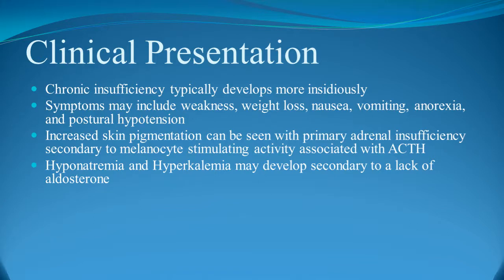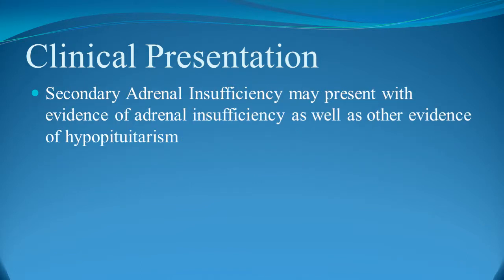Symptoms may include weight loss, nausea, vomiting, anorexia, and postural hypotension. Increased skin pigmentation can be caused by the primary adrenal insufficiency secondary to melanocytic stimulation activity associated with ACTH. Hyponatremia and hyperkalemia may also develop secondary to lack of aldosterone. Secondary adrenal insufficiency may present with evidence of adrenal insufficiency as well as other evidence of hypopituitarism.